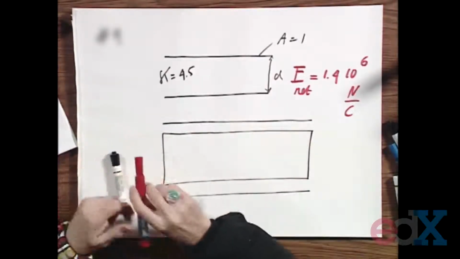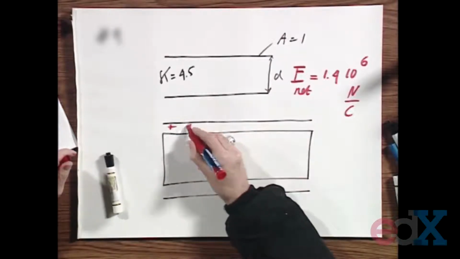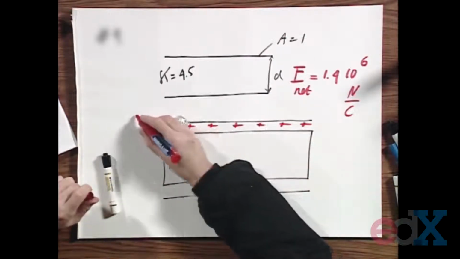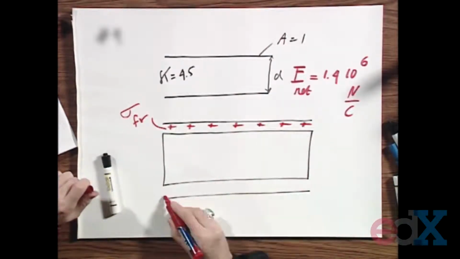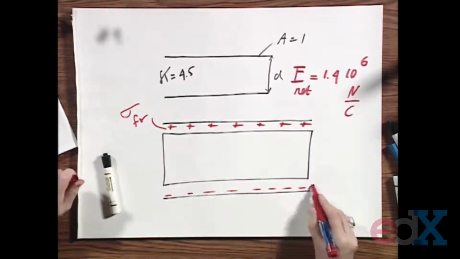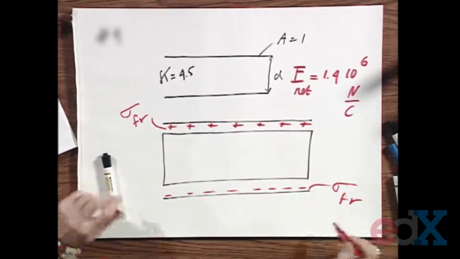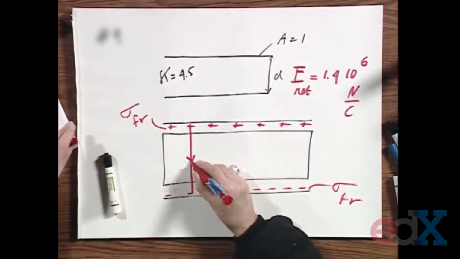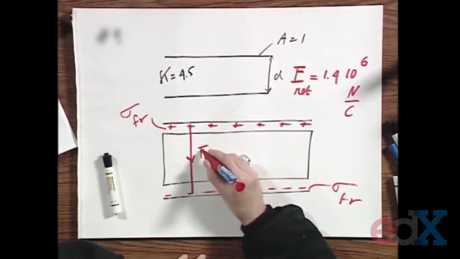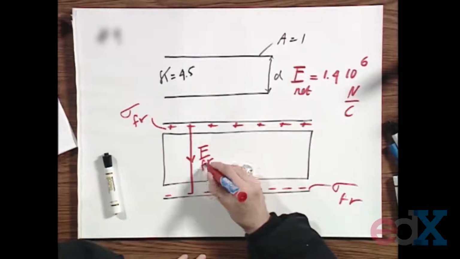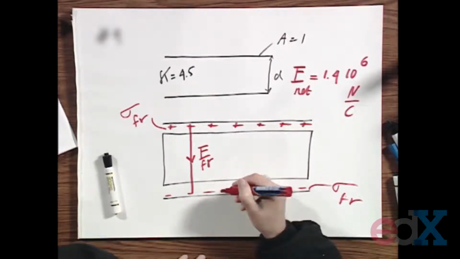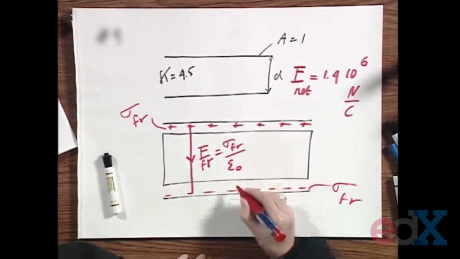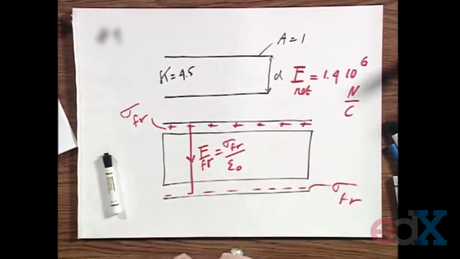Let's assume that the top plate is positively charged. Then there will be free charge here on this plate. Let's call it sigma free. And there will be an equal amount of negative charge, again, sigma free. In the absence of a dielectric, there would be an electric field. I call that the E free. And that free field is easily calculable. That would be sigma free divided by epsilon 0 in the absence of this dielectric.